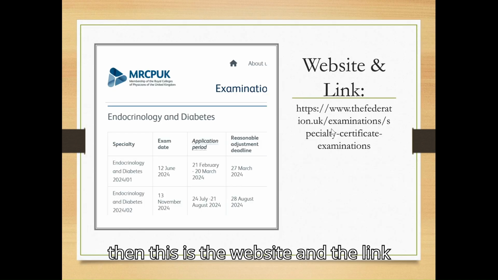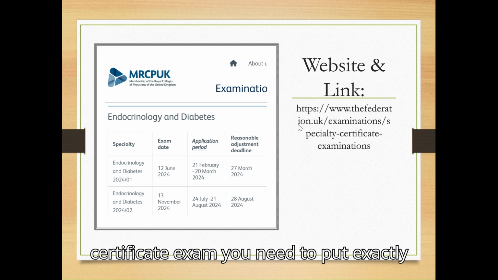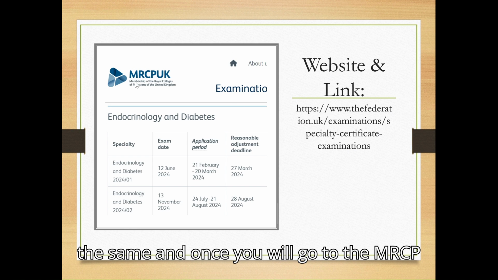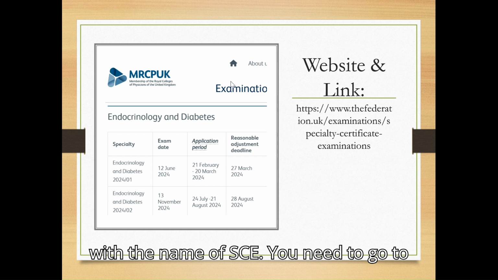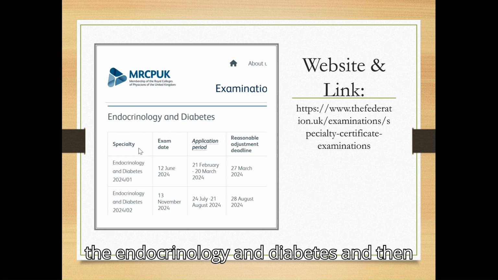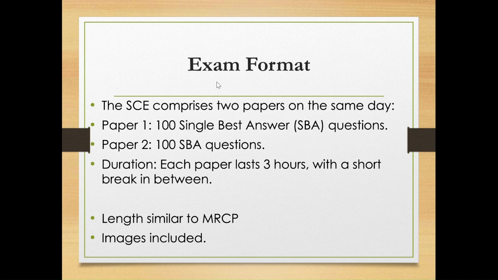Then this is the website and the link where you can apply. For the specialty certificate exam link, you need to put exactly the same. And once you go to the MRCP UK website, there are multiple exams with the name of SCE. You need to go to Endocrinology and Diabetes and then see the format. This page will come in front of you.